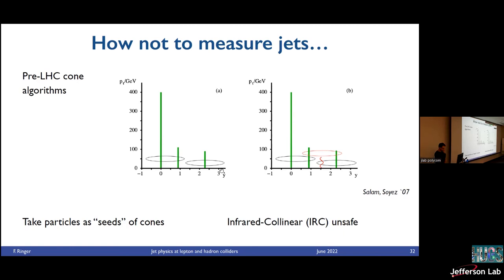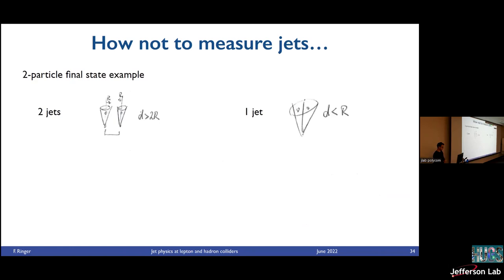And so what we don't want to have, and that was used here for a long time, is that if there's a very soft particle in the event, then it shouldn't change the jets that we actually find, right? And that's what's illustrated here on the right-hand side. It's the same configuration plus an additional very soft particle. And it turns out that can actually change the number of jets that we find in the event if I use the wrong algorithm. And so to make this a little bit more clear, I have these two cartoons here.